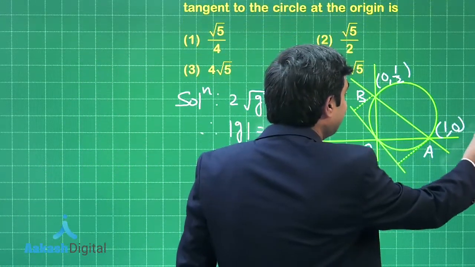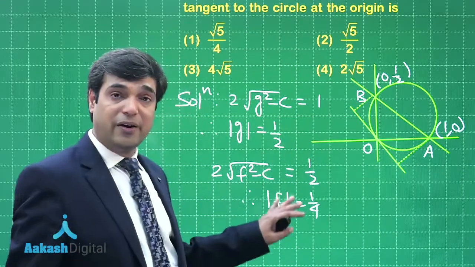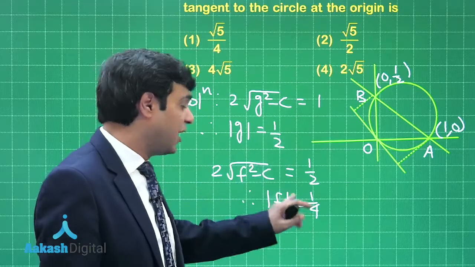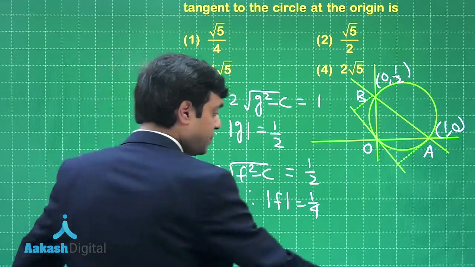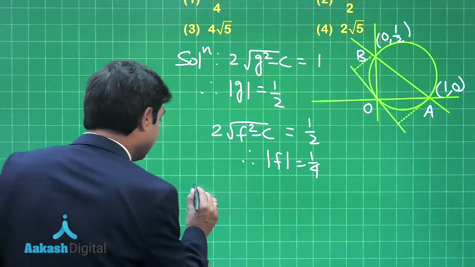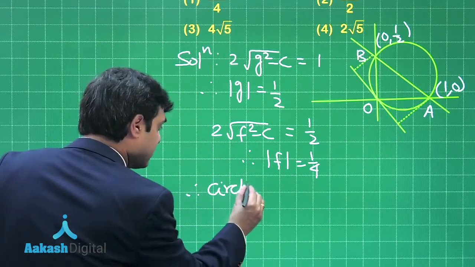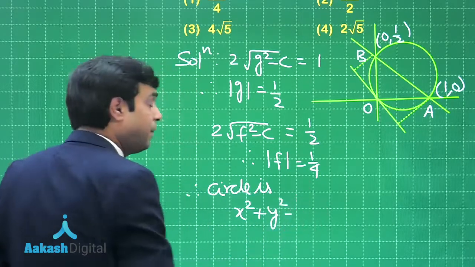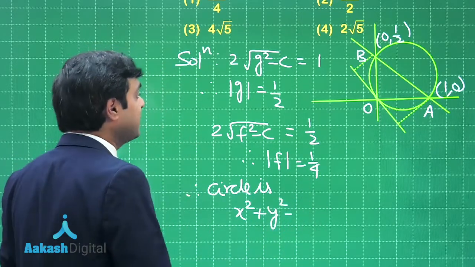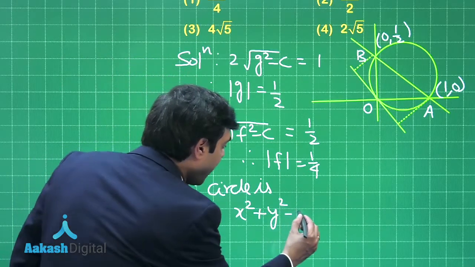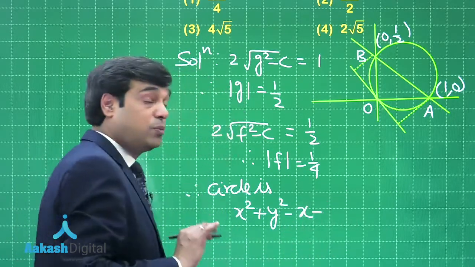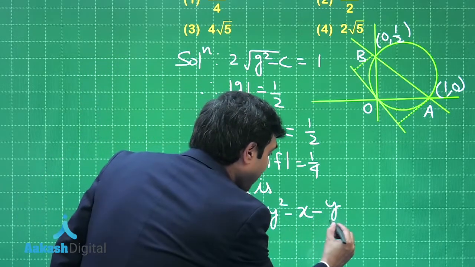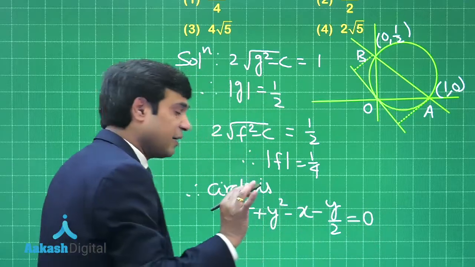Since clearly this circle has center in the first quadrant, you have to take g and f as minus 1 by 2 and minus 1 by 4 respectively. On substituting this way, circle is x square plus y square plus 2gx. G is minus half, so we have minus x plus 2fy. F is minus 1 by 4, so minus y by 2 is equal to 0. This is the equation of circle.